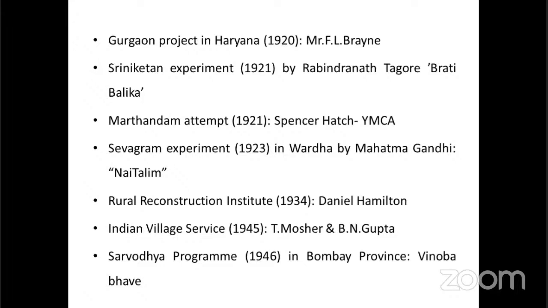Please remember this. Next one is the Rural Reconstruction Institute in 1934 by Daniel Hamilton. Rural Reconstruction, we already saw the 1903 scheme by Daniel Hamilton. Next one is the Indian Village Service. The Indian Village Service scheme was started in 1945 by T. Mosher and B. N. Gupta. Next one is the Sarvodaya program. It was started in 1946 by Vinoba Bhave in the province of Bombay.